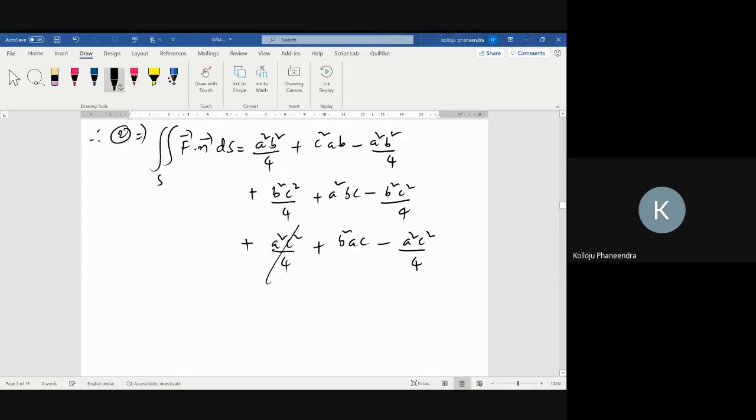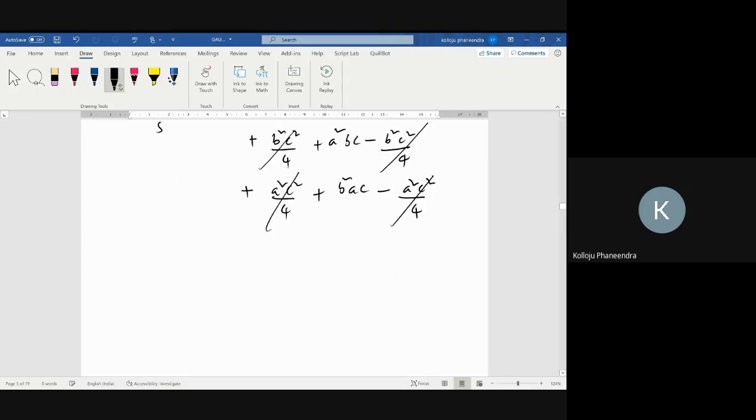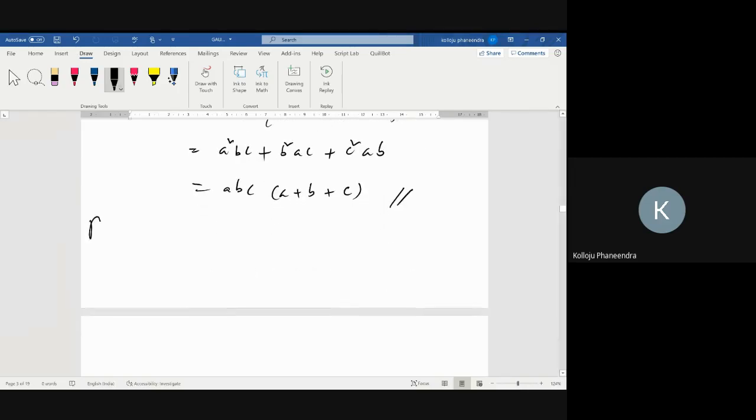So these terms get cancelled. Finally what I'm having is a square bc plus b square ac plus c square ab. ABC is common, so abc times (a plus b plus c). This is the value of LHS. Now RHS.